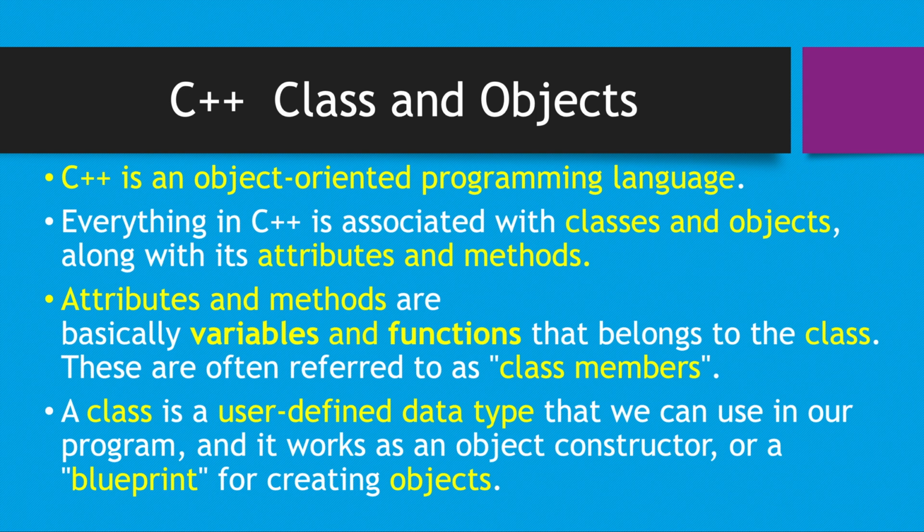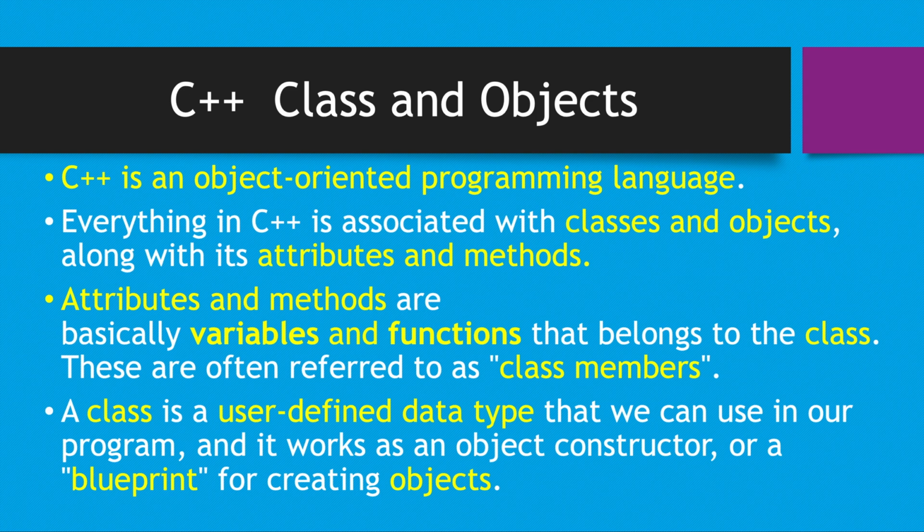Let me take an example over here. If I take a car in real life, car is an object. The car has its attributes like weight, color, design, and all, and it has methods such as brake, accelerator, gear, etc. This is an example for classes, objects, and its attributes and methods.